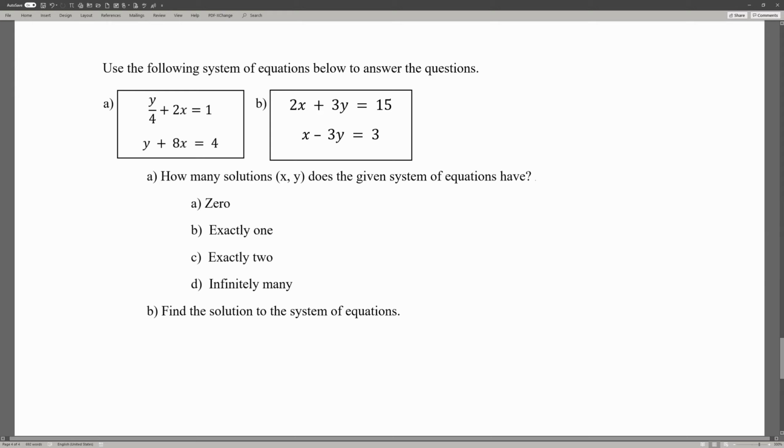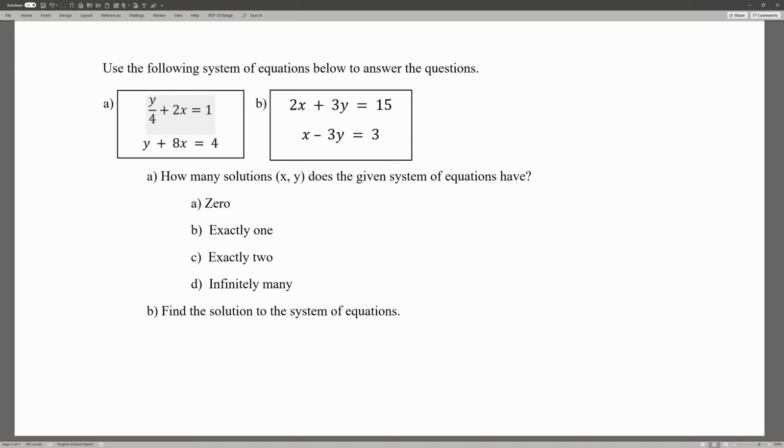Next, we have a system of equations. We have two of them, and you'll use this one in order to solve A, and use the second one in order to solve B. How many solutions does the system of equations have? Usually on the SAT, you'll see patterns. So in this case, the first equation is y over 4 plus 2x is equal to 1, and y plus 8x is equal to 4.